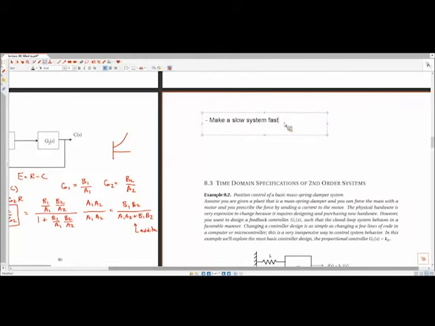Now this does have limitations. We can't, say, make a semi-truck be as fast as a Maserati, right? That's not going to happen. There are limitations to this, but we can change behavior. We can make a fast system slow. We can make unstable systems stable. Okay, so this is important for a lot of different applications.